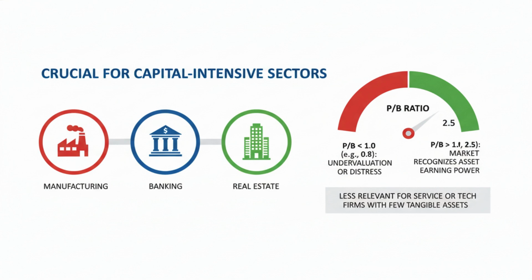Conversely, a PB ratio significantly above 1.0, such as PB 2.5, indicates that the market recognizes substantial earning power or growth potential in the company's assets beyond their accounting value. However, for service-oriented or technology firms like software developers with minimal tangible assets, the PB ratio is generally less relevant, as their value lies more in intangible assets like intellectual property.